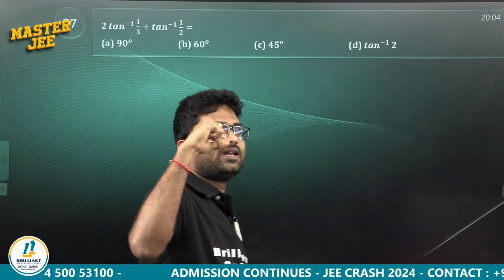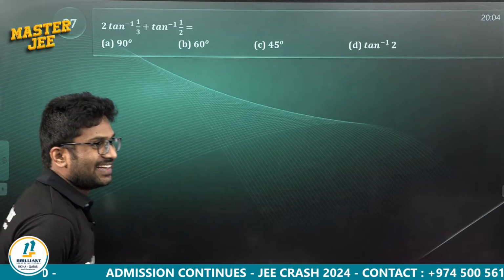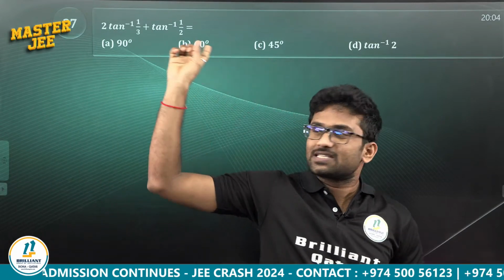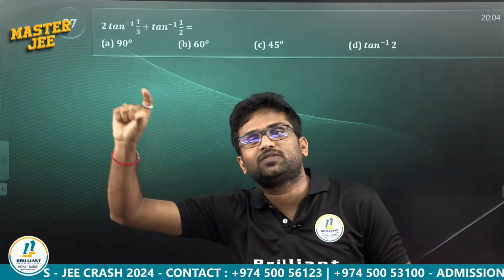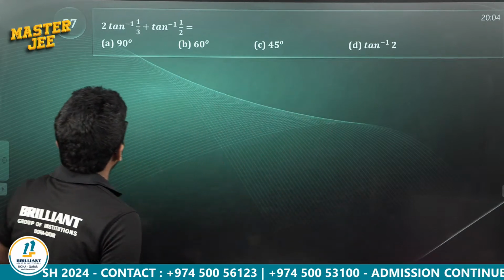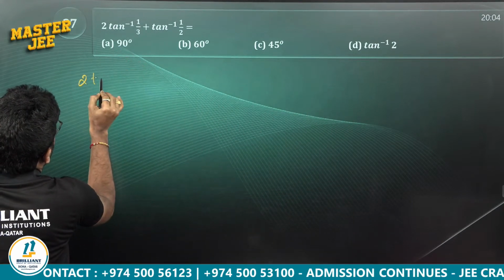Okay, chalo, we'll go with this. How do we simplify this? First we have to express 2 tan inverse in terms of tan inverse of something. Then we can add them. So we have the 2 tan inverse x formula.